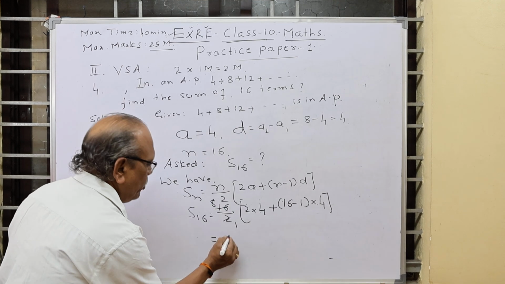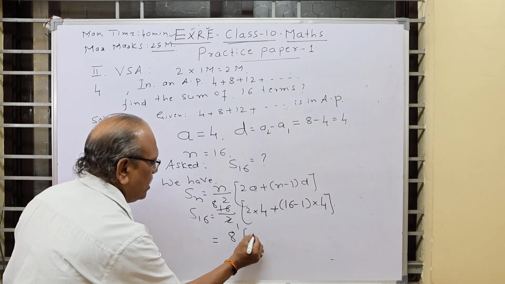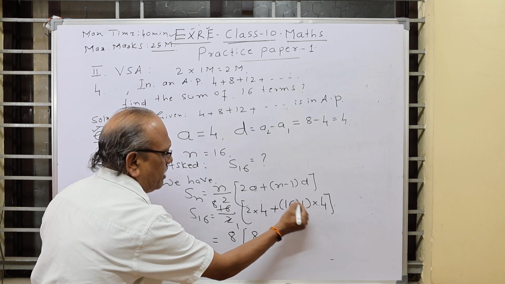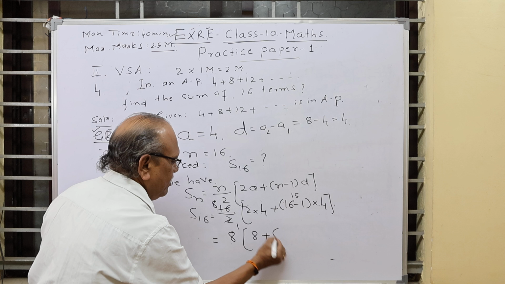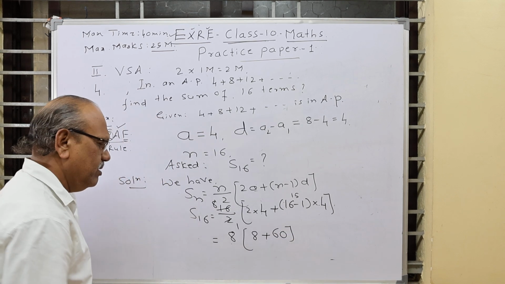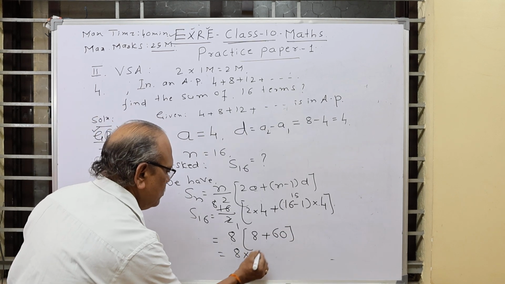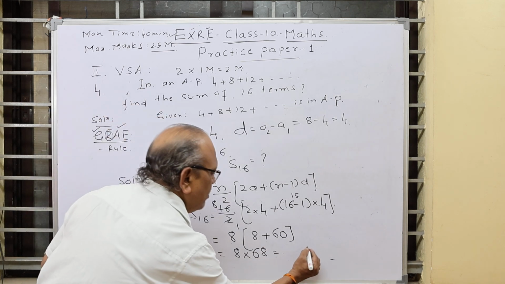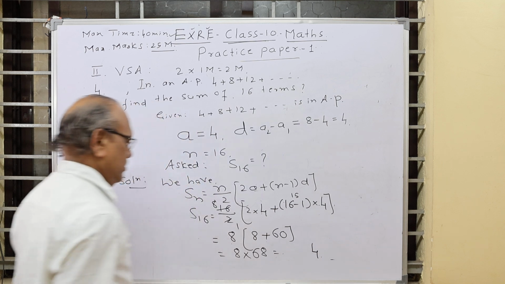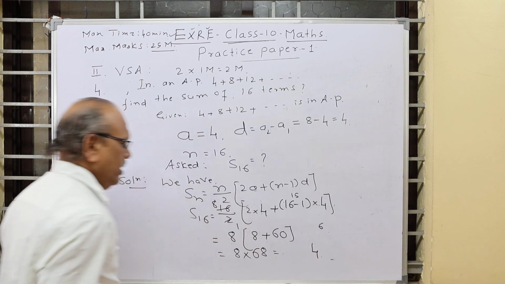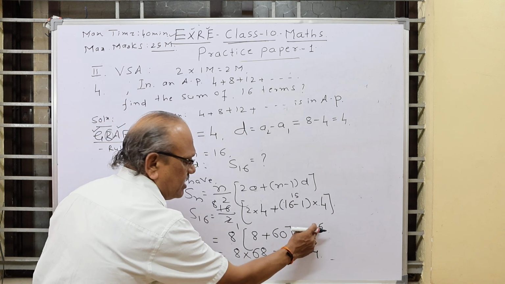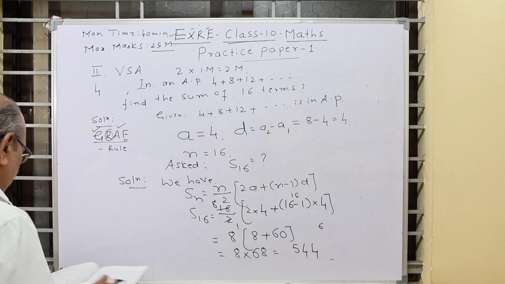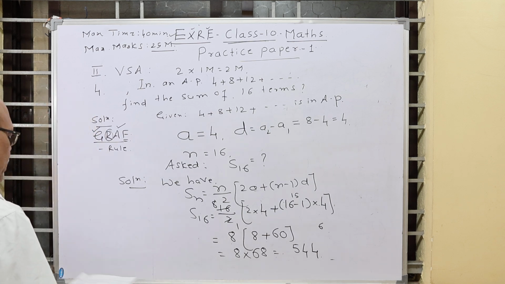2 ones are 2, 8 twos are. Let me write 8 here. What do you get here? 2 fours are 8 plus 15, 16 minus 1 is 15. What is 15 fours? 60. Table. Then you get 8 into 68. Yes. Let us multiply 8 into 68. 8 eights are 64, carry 6, 8 sixes are 48, 48 plus 6 is 54. Then your answer must be 544.